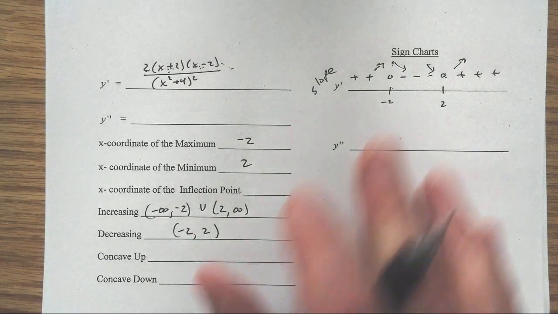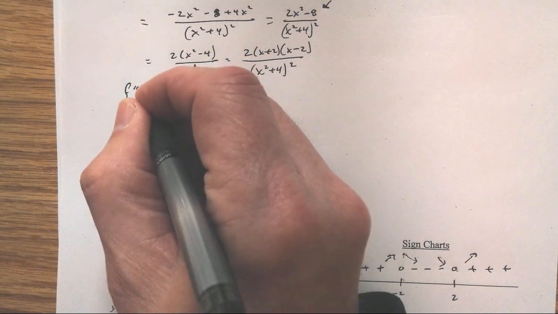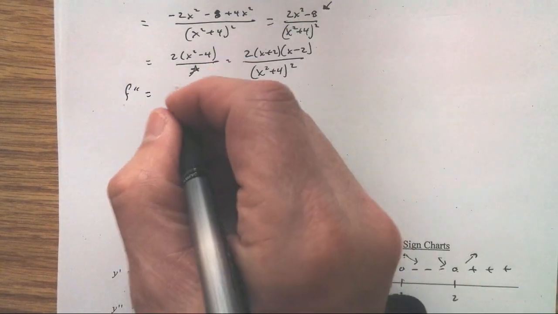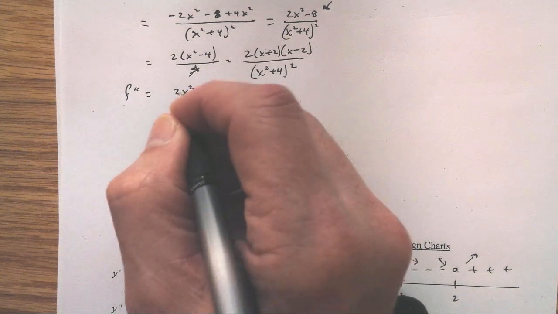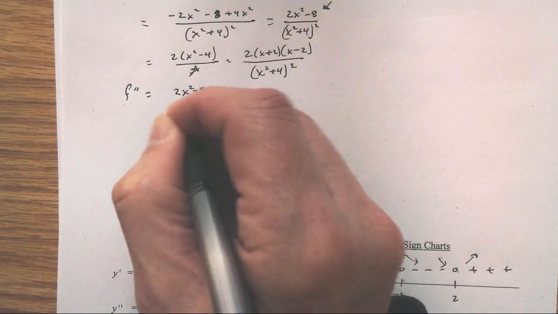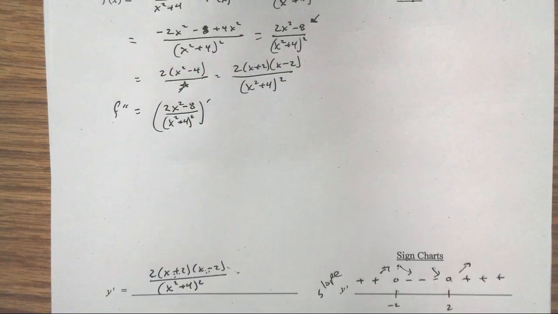Not so bad. Let's go second derivative now. For the second derivative, I said I'm going to come back to here. I just think it's a little bit cleaner. 2x squared minus 8 on x squared plus 4 squared. I'm trying to find the derivative of that to get our second derivative.